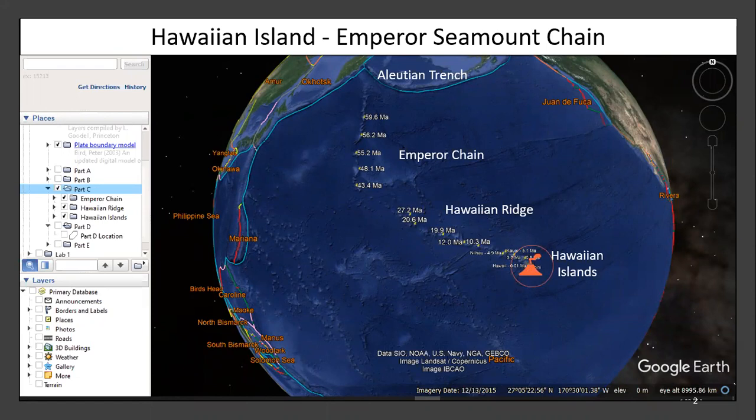Recall that volcanic activity is only occurring above a stationary hotspot currently located below the Big Island of Hawaii. The other islands and seamounts were once located above the hotspot, but have since moved away by the movement of the Pacific Plate. Thus, their position is directly related to the direction and speed of the Pacific Plate. Since we know the ages of the various islands and seamounts, we can determine the motion of the Pacific Plate.